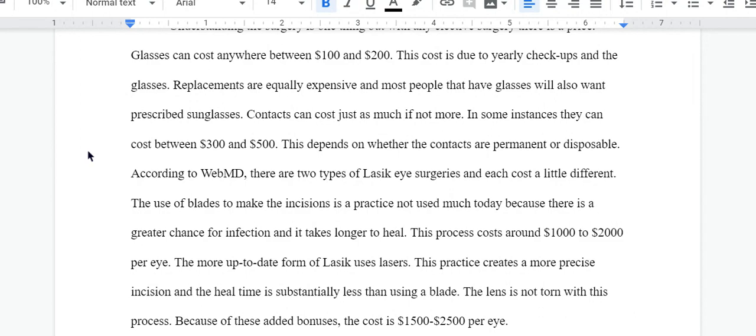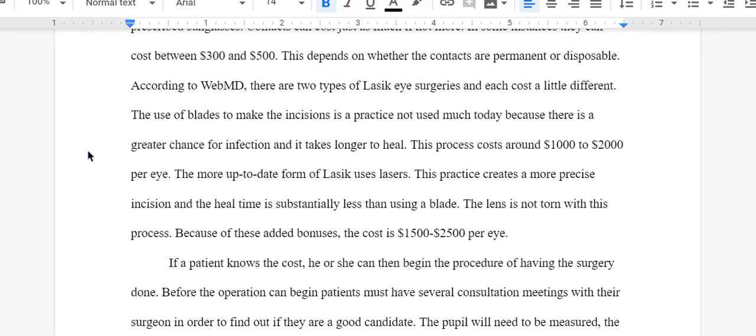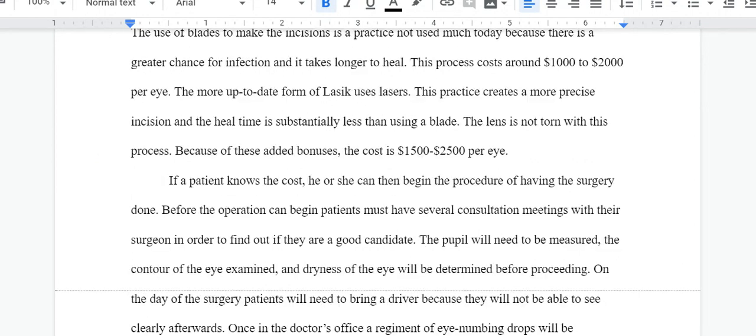Continuing, the use of blades to make the incisions is a practice not used much today because there is a greater chance for infection and it takes longer to heal. This process costs around $1,000 to $2,000 per eye. The more up-to-date form of LASIK uses lasers, this practice creates a more precise incision, and the heal time is substantially less than using a blade. The lens is not torn with this process. Because of these added bonuses, the cost is $1,500 to $2,500 per eye.